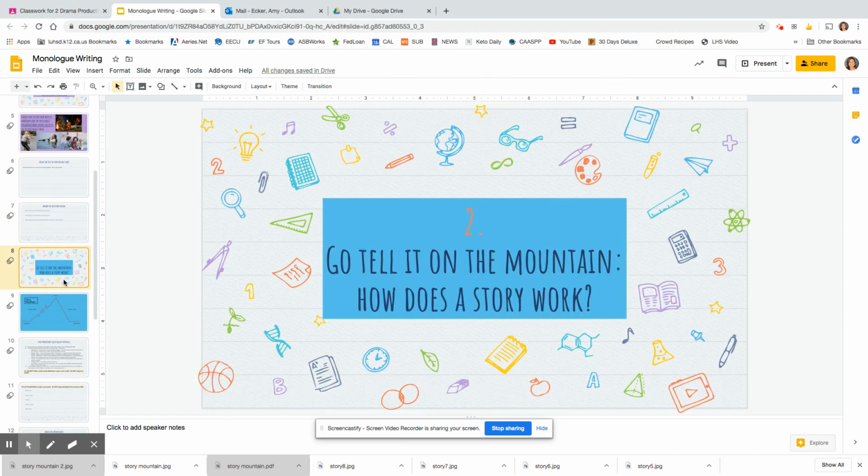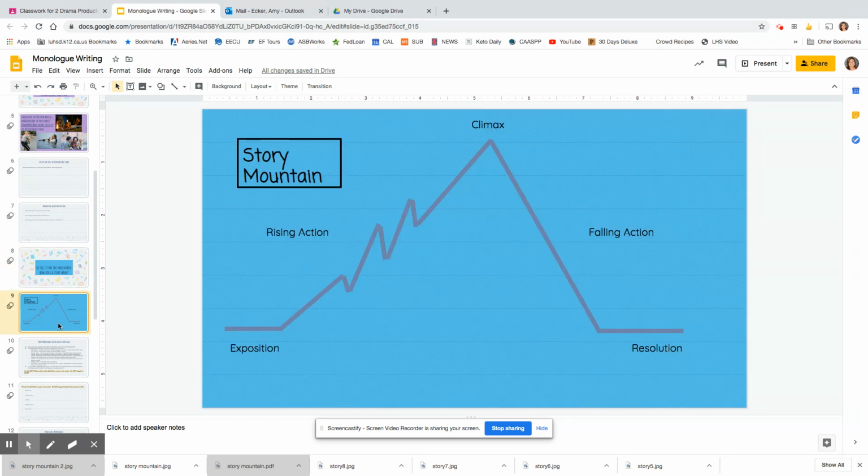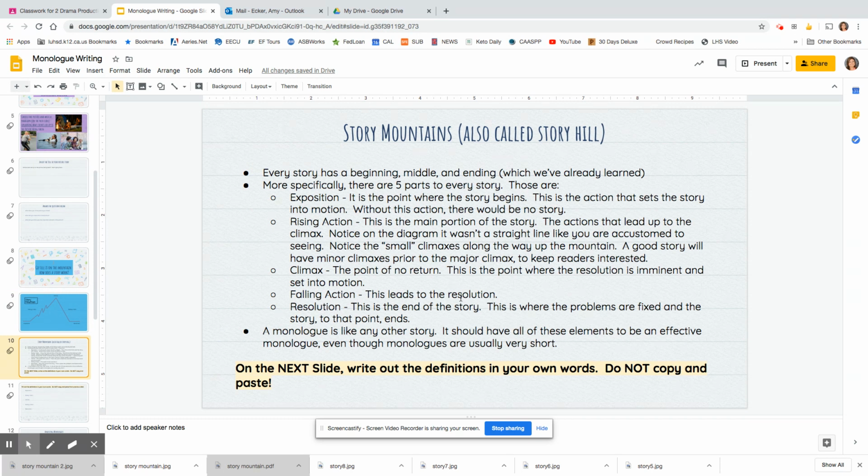Okay, going to slide 8, we get to the second part. How does a story work? And it explains to you Story Mountain. And this is very similar to what you guys have learned in English classes called Story Hill. The only difference that you might notice is we put these little peaks in here, okay? And that just goes to show that during this part right here, which is the rising action, sometimes we do get little mini or minor climaxes that happen during the story until we get to, of course, the major one. A lot of this information is on the next slide.